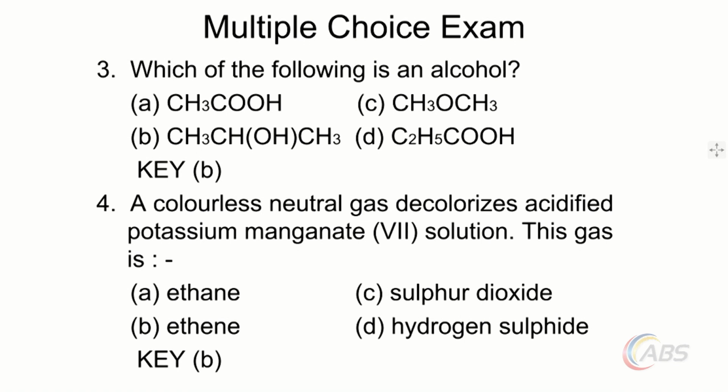4, a colorless gas decolorizes acidified potassium permanganate(VII) solution. The gas is A, ethane, B, ethene, C, sulfur dioxide, D, hydrogen sulfide. Of course, it's B, because in ethene the double bond breaks, it decolorizes potassium permanganate, and decolorizes bromine solution.